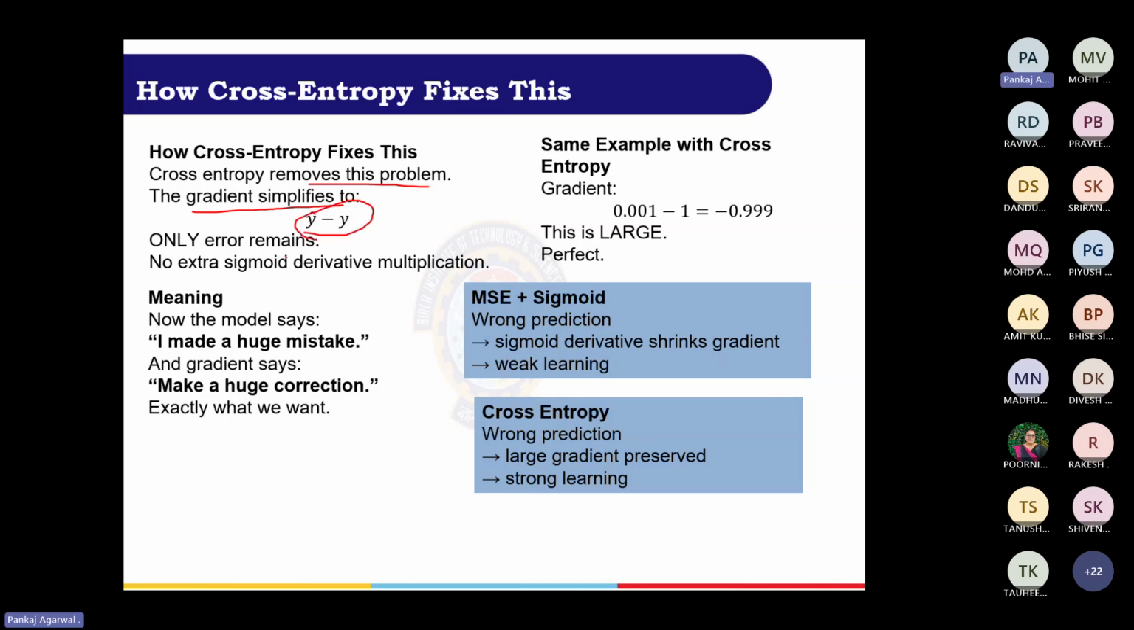I'll show you the cross entropy function also. Only the error remains, right? There's no extra sigmoid derivative multiplication. So now the model says I made a huge mistake, and the gradient also says you made a huge mistake. Exactly what we wanted, right? In a nutshell, when you use MSE plus sigmoid and you have wrong predictions, the sigmoid derivative shrinks the gradient and learning is weak. But in cross entropy, a wrong prediction means a large gradient is preserved and learning is strong. So this actually helps, right?